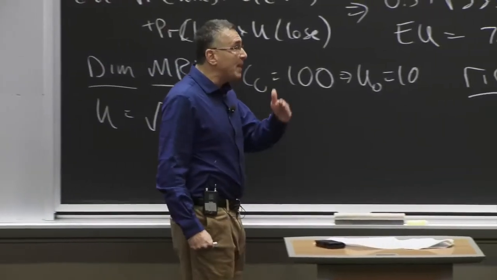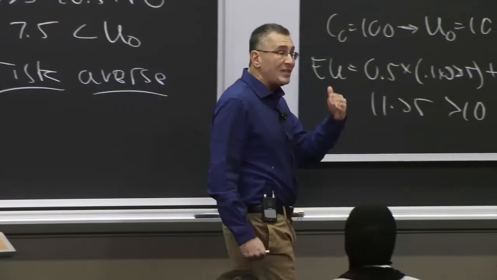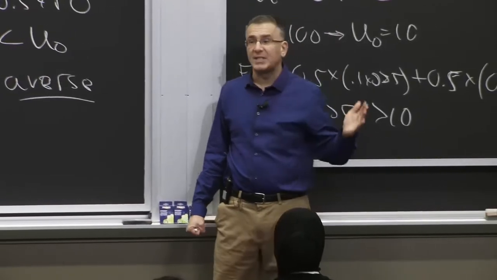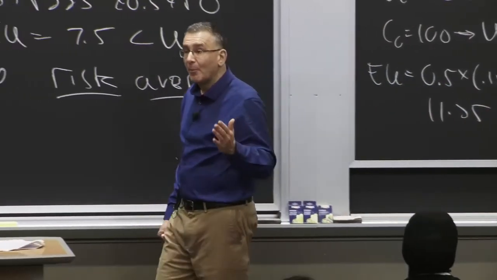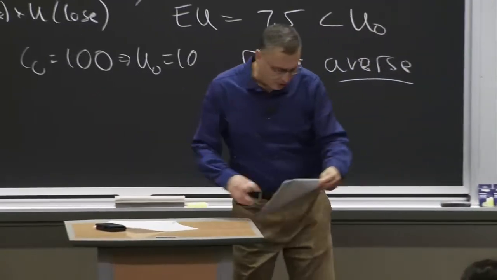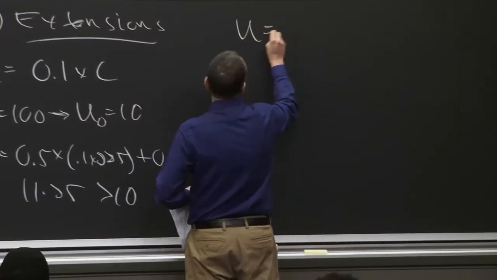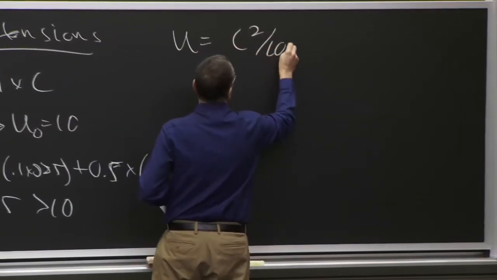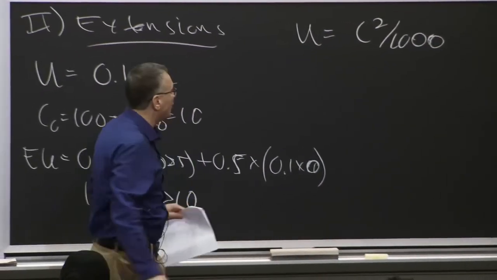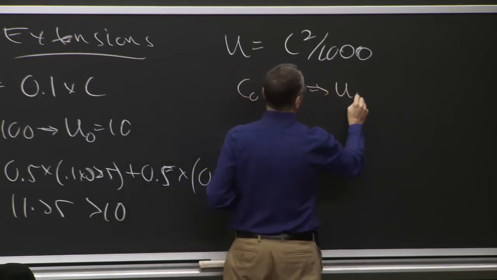So as people move from risk averse to risk neutral, or as utility features less and less diminishing marginal utility, they'll be more and more willing to take gambles. But it doesn't have to stop there. We can go further. Imagine utility was of the form C squared over 1,000. A weird utility function, but once again created so that if C0 equals 100, U0 equals 10.